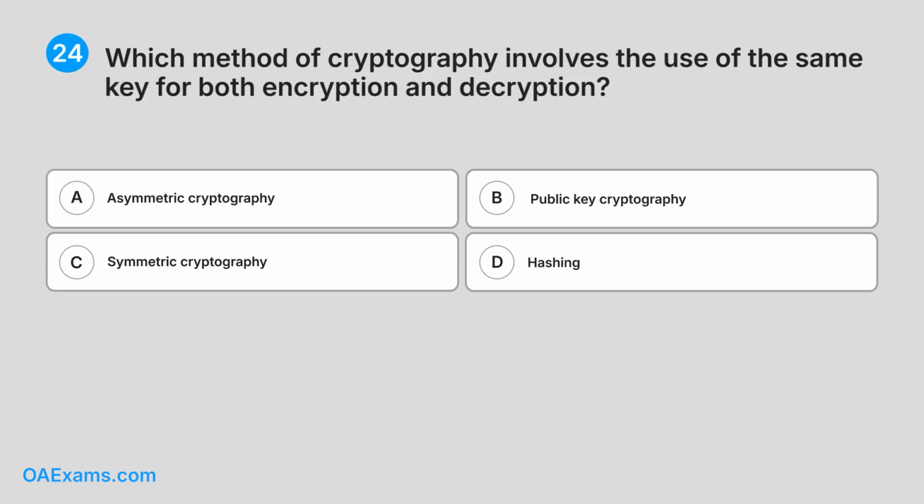24. Which method of cryptography involves the use of the same key for both encryption and decryption? A. Asymmetric cryptography. B. Public key cryptography. C. Symmetric cryptography. D. Hashing. What do you think is the answer?